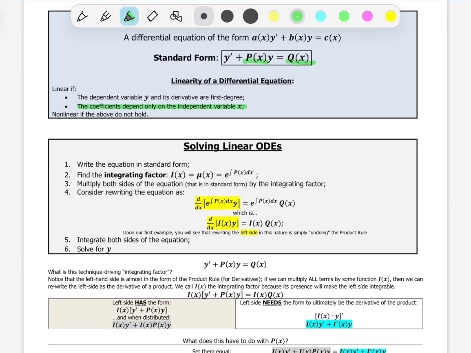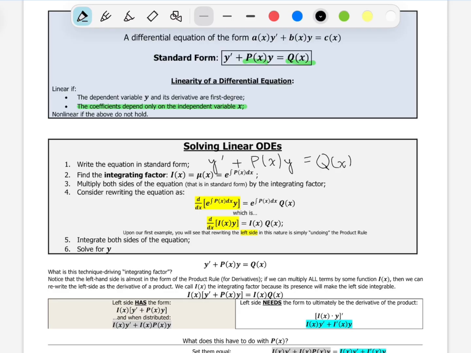To solve these linear differential equations, we would first write the equation in standard form. This is the first thing that you check because sometimes the standard form isn't obvious and you have to do a little bit of manipulation to get it into this form.